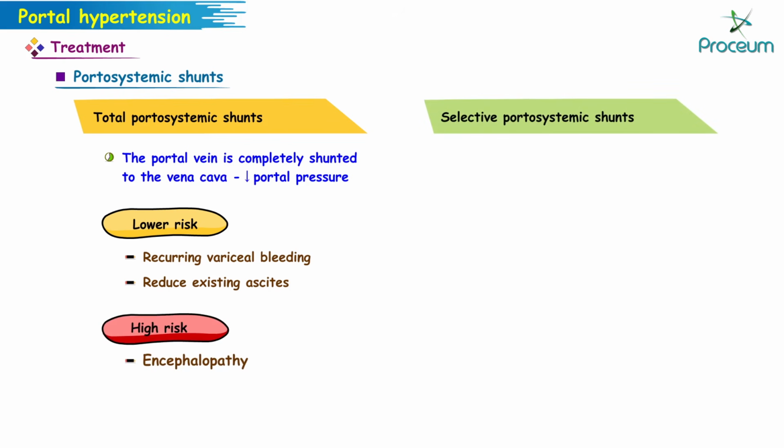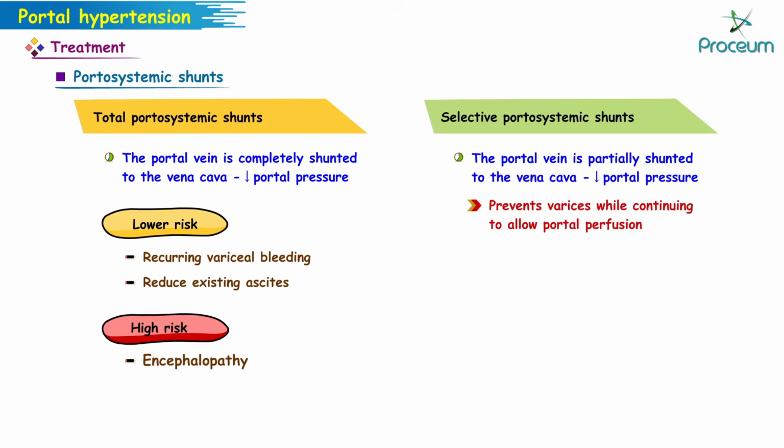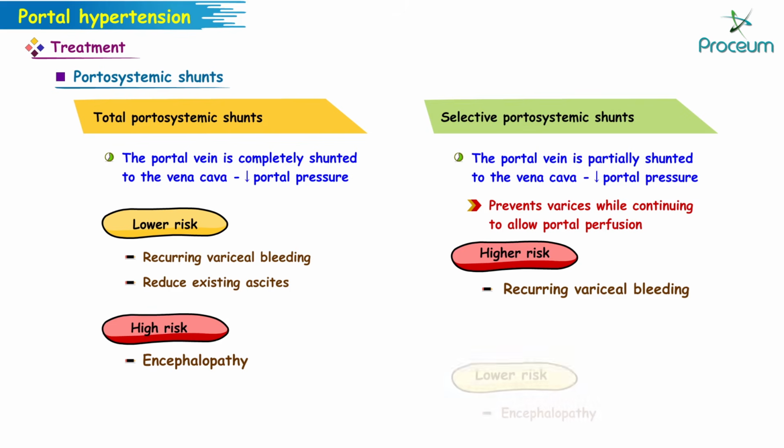Selective portosystemic shunts: the portal vein is partially shunted to the vena cava, thereby reducing portal pressure. This partial shunt prevents varices while continuing to allow portal perfusion. Selective portosystemic shunts, therefore, have a higher risk of recurring variceal bleeding, but a lower risk of encephalopathy compared to total portosystemic shunting.